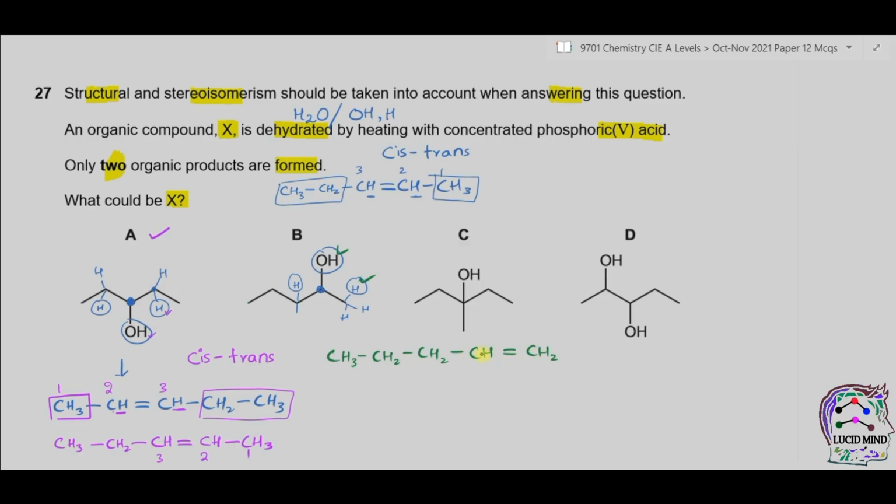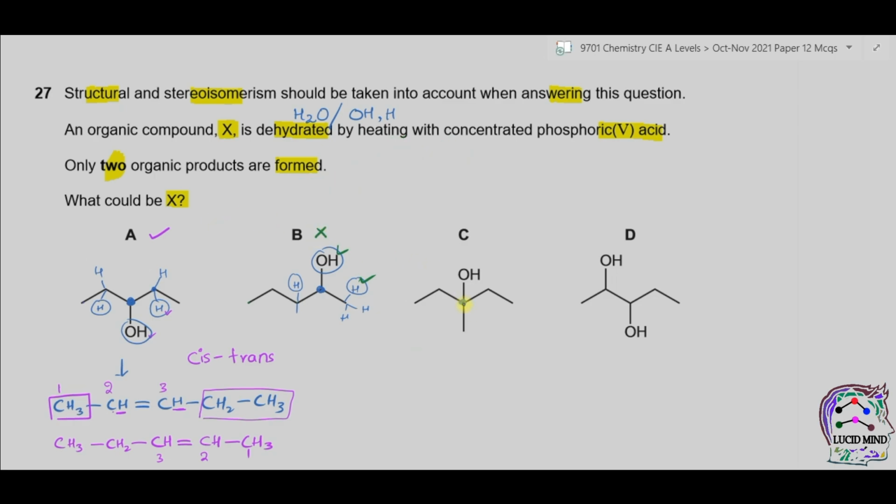Now as we can see that the double bond is in between first and second carbon atom, so this is different than this product. And with this carbon, both hydrogen atoms are attached, so therefore it will not show cis-trans isomerism. So three products are formed, one is this one, one is this one, and one is this product. So B is incorrect.